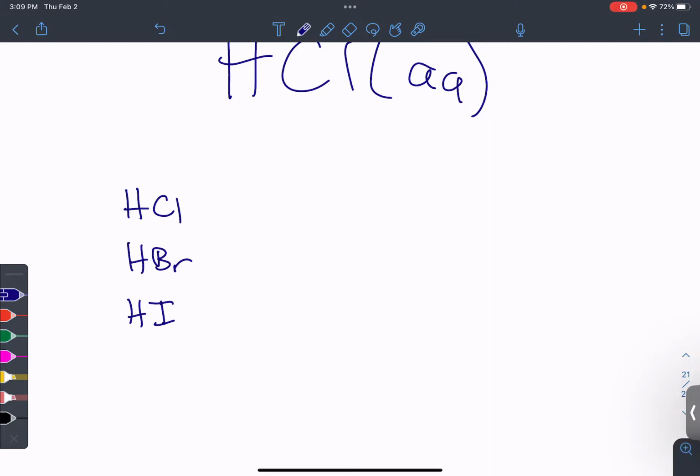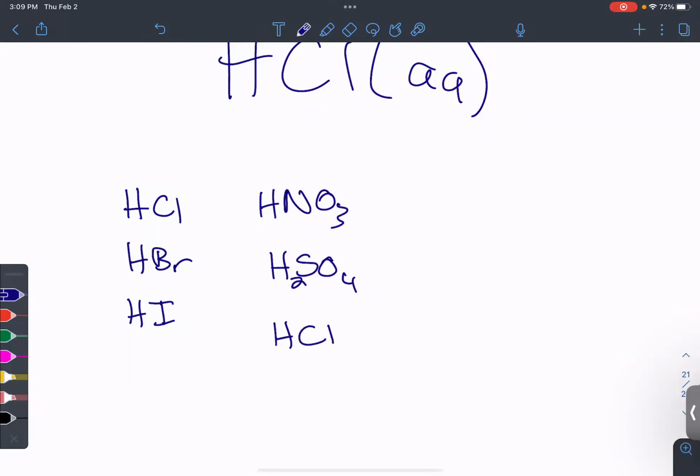What are the other strong acids? Nitric acid, so HNO3. Then we have H2SO4, so sulfuric acid. Then we also have perchloric acid, so that's with the ClO4. And your textbook doesn't say that chloric acid is strong, but it is. So all of those.